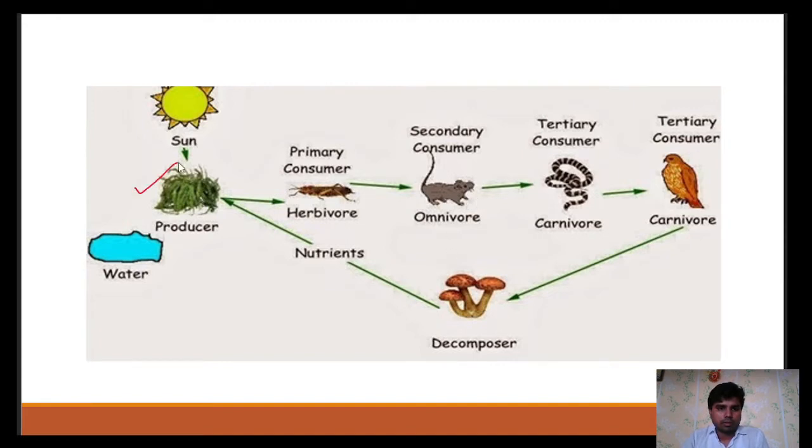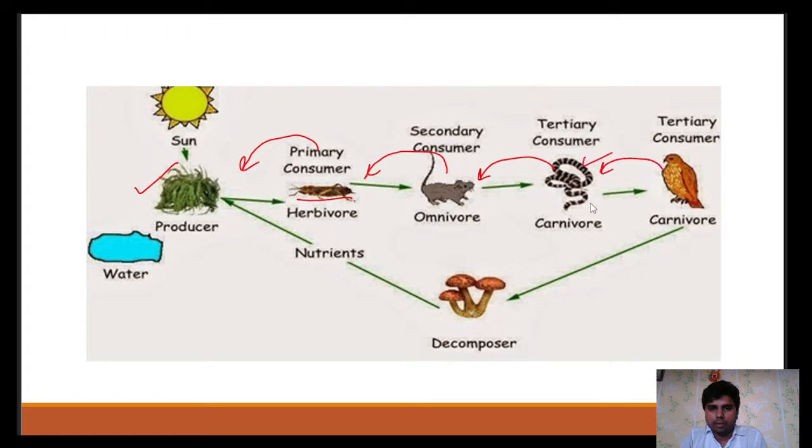Yes. So this is a producer, and this producer is eaten by a primary consumer. The primary consumer, that is a cockroach, is eating this grass. Again, this cockroach is eaten by a rat, and again this rat will be eaten by a snake, and again who will eat the snake? It will be eaten by an eagle.